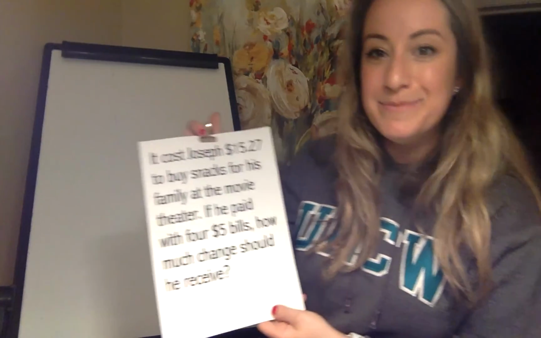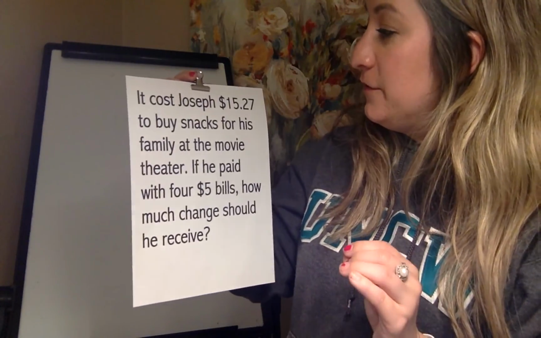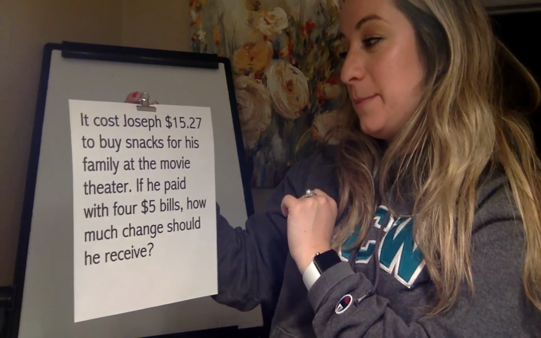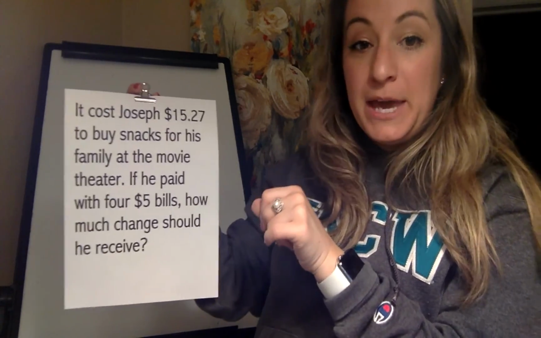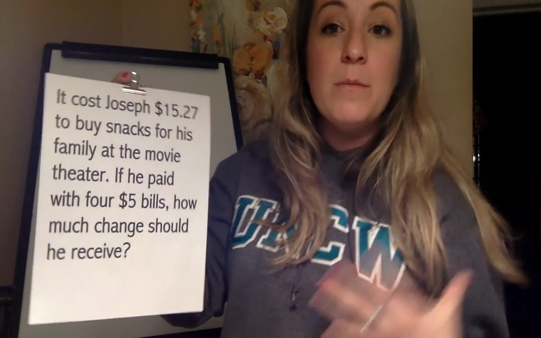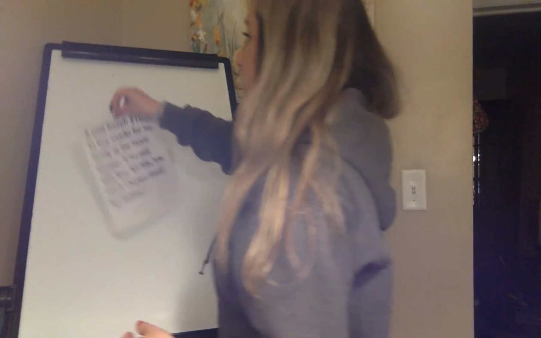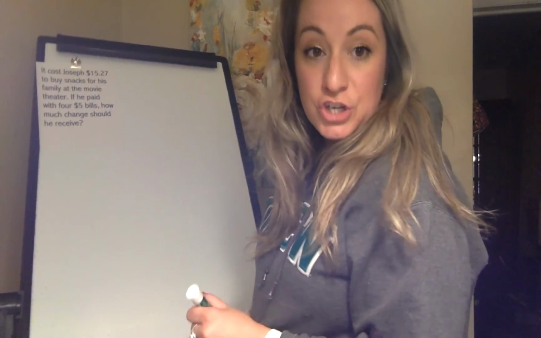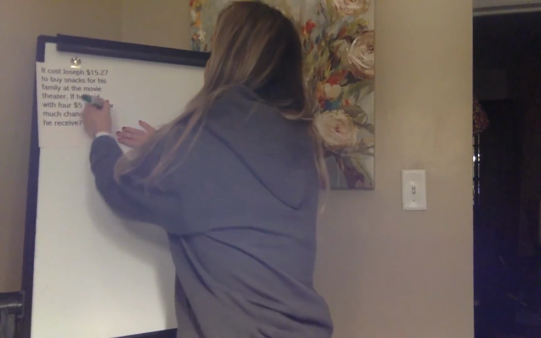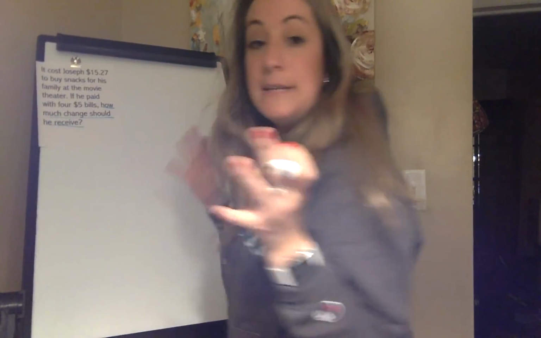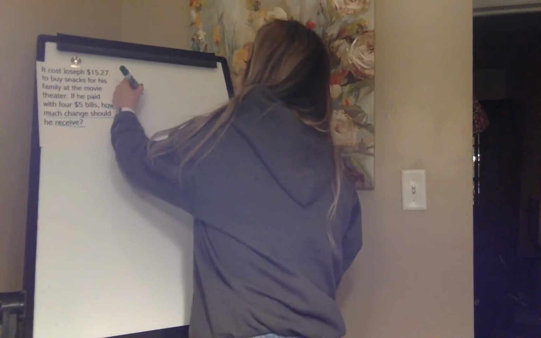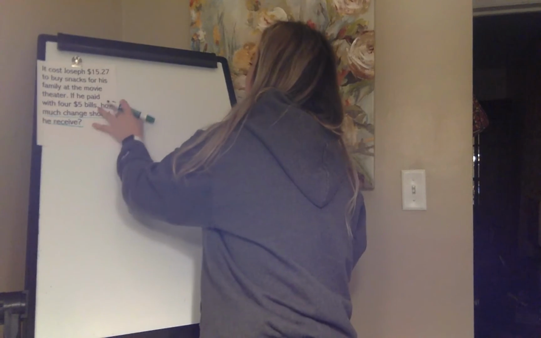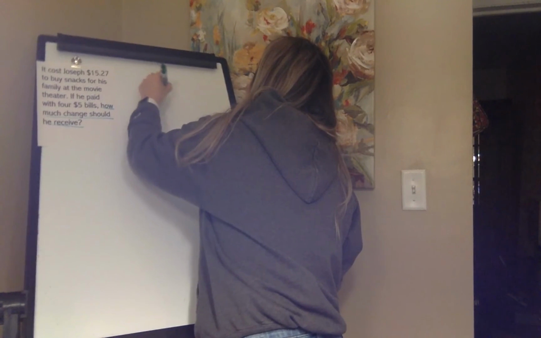All right, our last problem says, it cost Joseph $15.27 to buy snacks for his family at the movie theater. If he paid with 4 $5 bills, how much change should he receive? So same as those first couple of problems. The question is, how much change should he receive? And we're listing out what we know. We know it cost $15.27. That would not be enough money for the snacks for my family for sure. So $15.27 for his snacks.